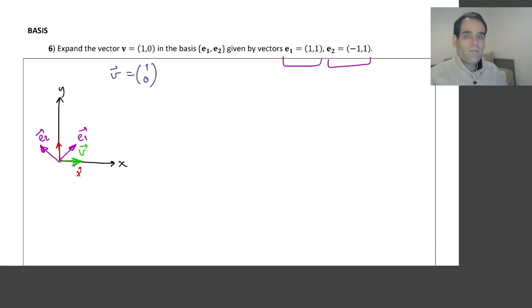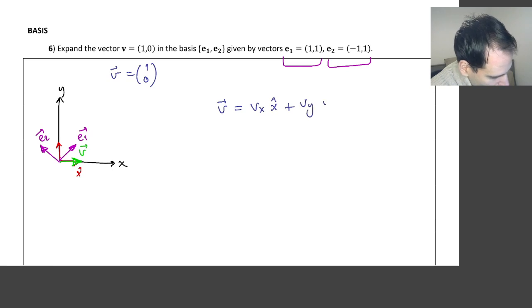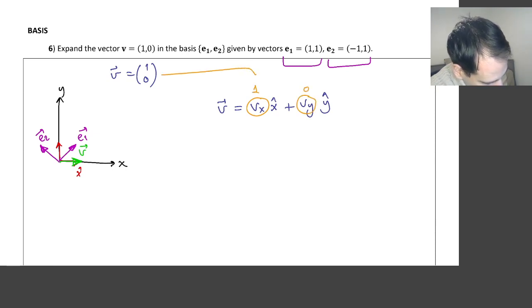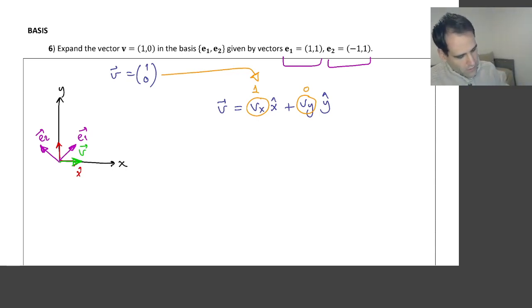So how do we do it? Of course, in the video you saw that any vector could be expanded in any basis. But how do I find the coefficients of the vector on that basis? So let's think about the problem. We want to write vector v, instead of writing it as vx times x hat plus vy times y hat, where vx is equal to 1 and vy is equal to 0, that's what this is telling us. So instead of doing it like that, we want to do it in another basis.